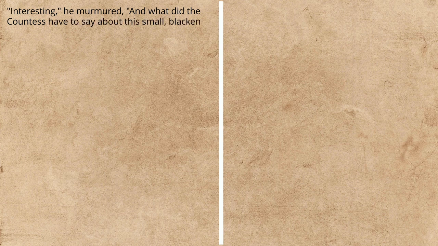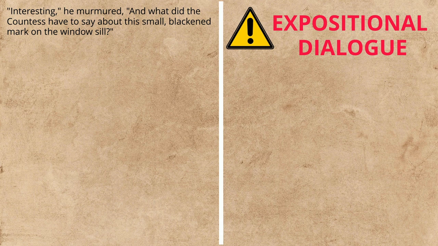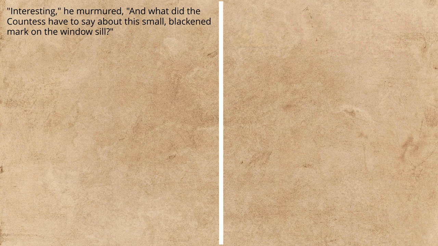Interesting, he murmured. And what did the Countess have to say about this small blackened mark on the windowsill? This doesn't sound very realistic. I've tried to use dialogue to explain what Holmes has found, but it feels a bit forced. It's called expositional dialogue when authors do this, and it's considered poor writing. Let's have another go at this part.